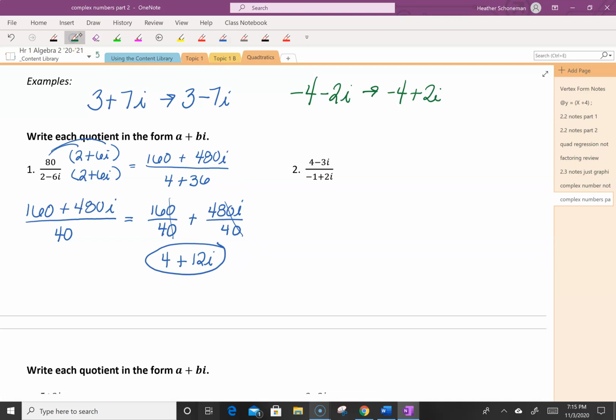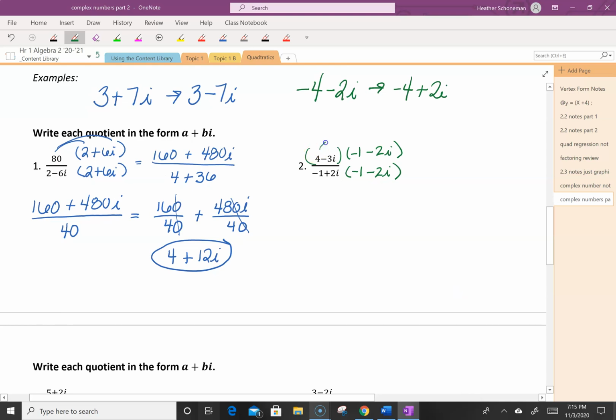Okay, let's try this again on number 2. I need to multiply the top and bottom by the complex conjugate of the bottom. So that means I'm going to keep the real number the same, negative 1, and change the sign on the imaginary. So on the top, now I'm multiplying a binomial times a binomial. This is going to be a little bit more work. I cannot use my shortcut on the top because my top is not the complex conjugate. I've got to multiply this all out.